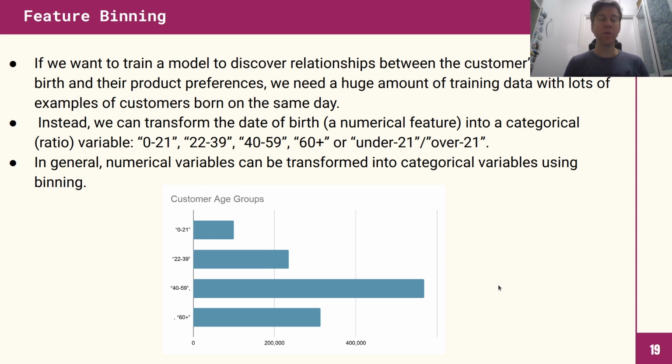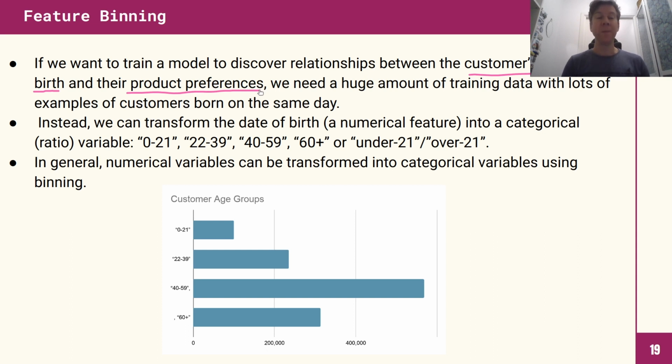Now, another technique that's quite powerful is what we call feature binning or bucketization. So imagine we have some data about customers. We know their date of birth. So we have that information about the customer. We also would like to know their product preferences. So we want to train a model to learn or discover relationships between the customer's date of birth and product preferences.